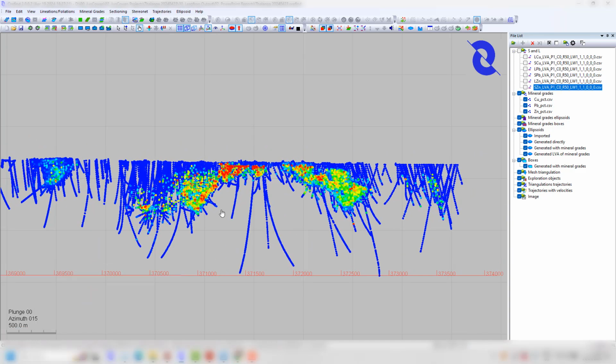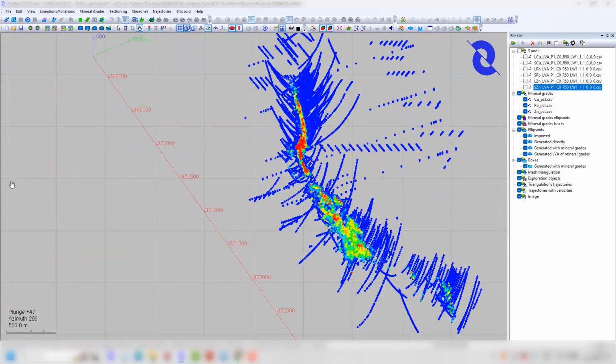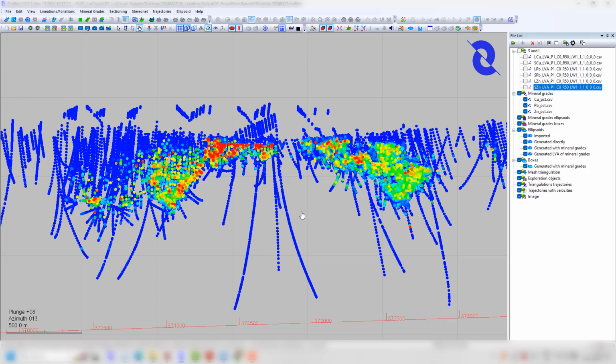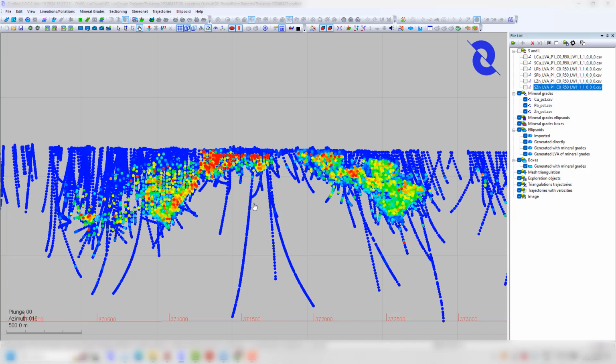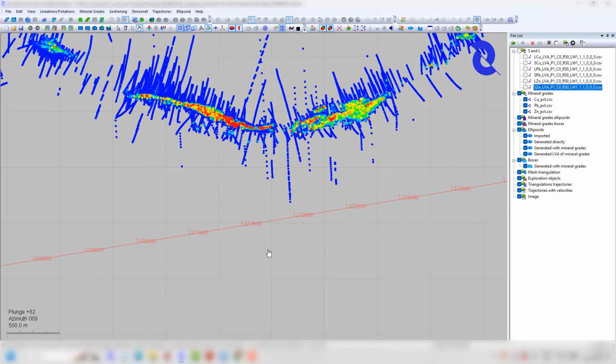So in summary, I see at least two sets of folds here. One set that is parallel to here, plunging towards the west. Of course, this is all speculation. It needs to be tested, and need to look at the core and do some field work, obviously.